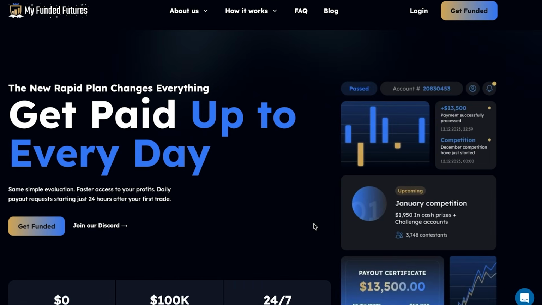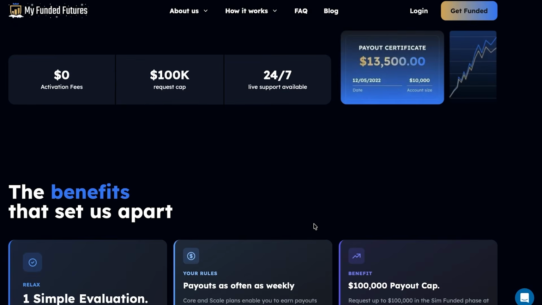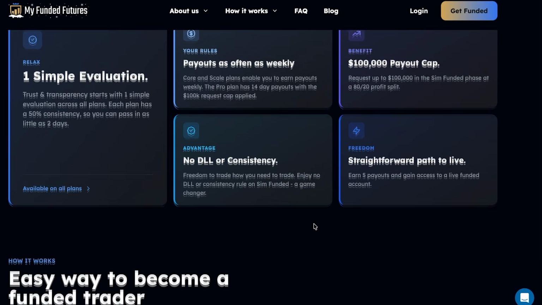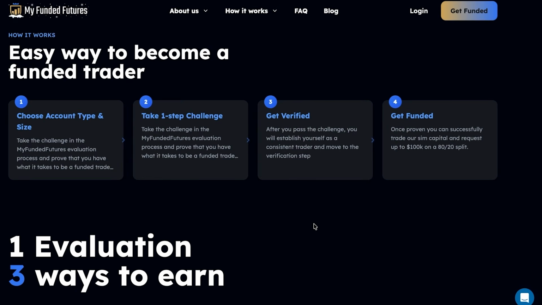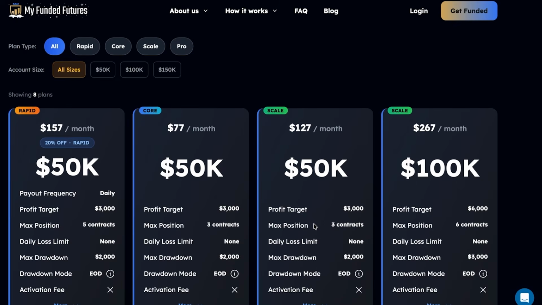Of course, MyFundedFutures is a top prop firm because they offer futures trading with a one-step evaluation and multiple platforms that you can trade on. They're also known for end-of-day trailing drawdown, no daily loss limit, and fast payouts once funded. Oh, and no activation fee, so it's a really upfront, all-in cost when you sign up for an account.